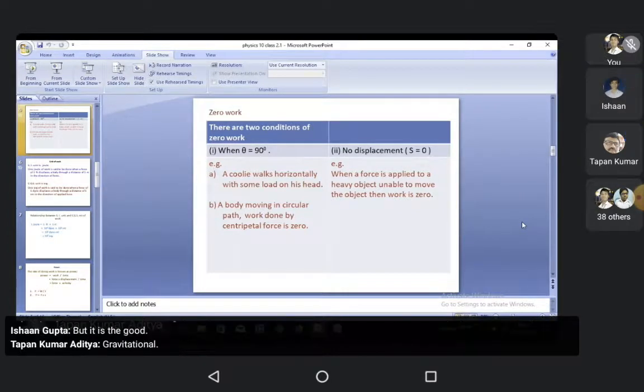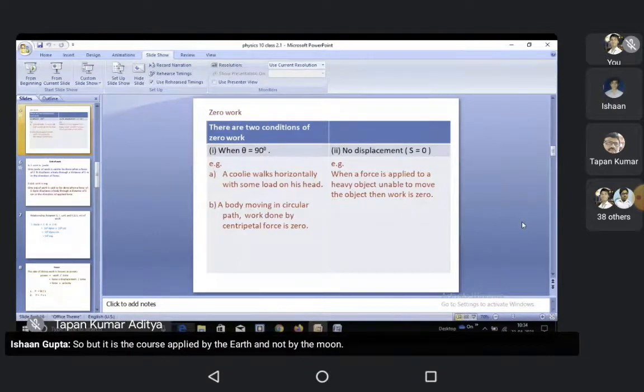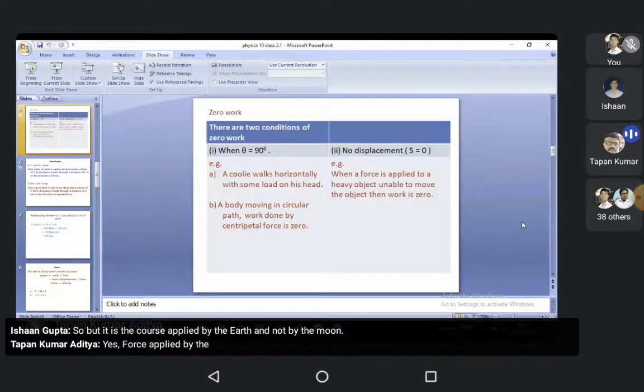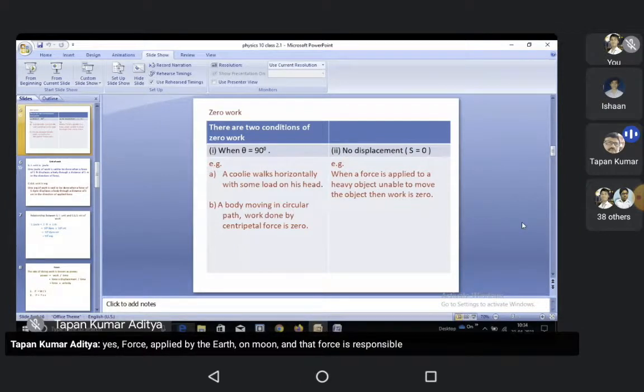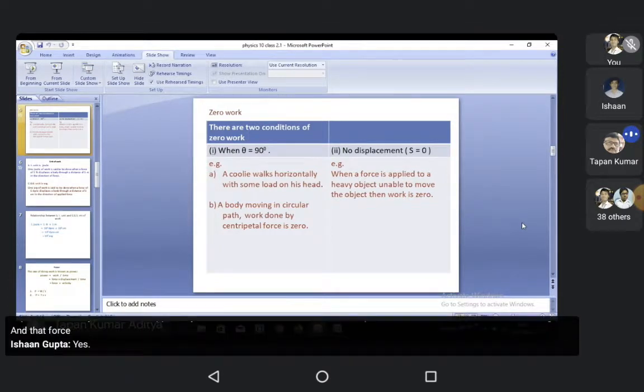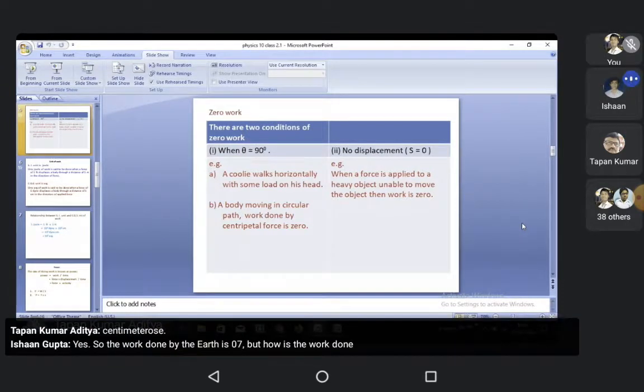But it is the gravitational force, but it is the force applied by the earth and not by the moon. Yes, the force applied by the earth on the moon, and that force is responsible for the movement of the moon. Right? And that force is termed as centripetal. Yes, sir. So the work done by the earth is 0, sir. But how is the work done by the moon 0?